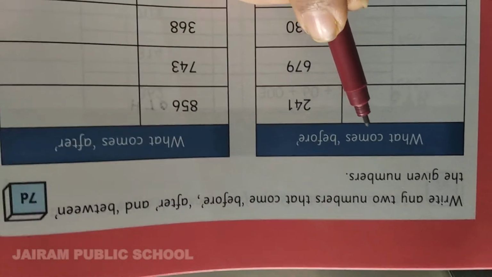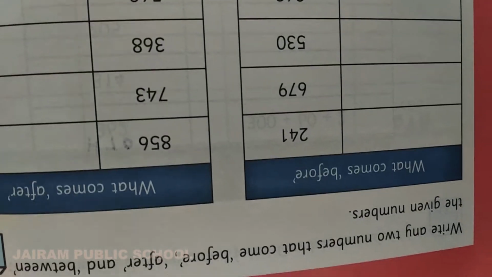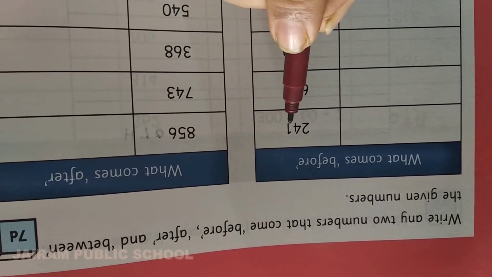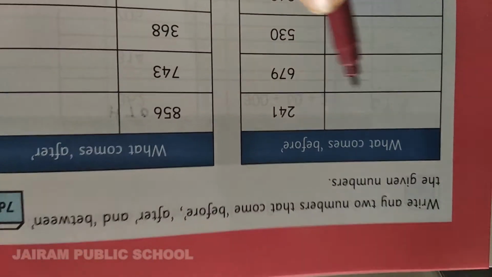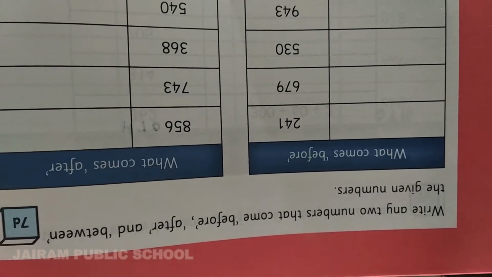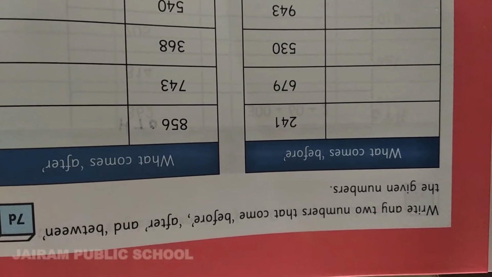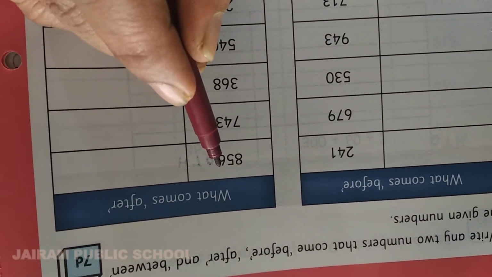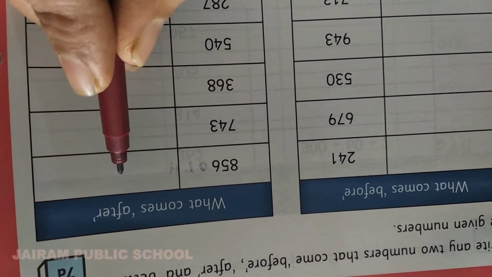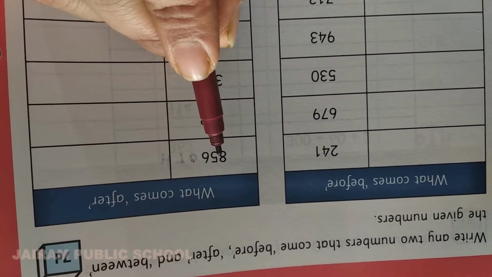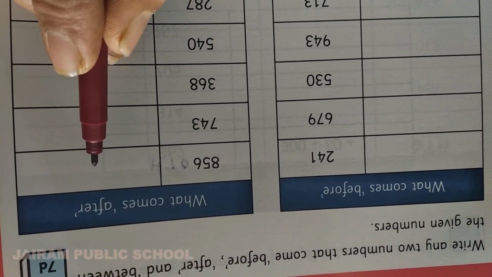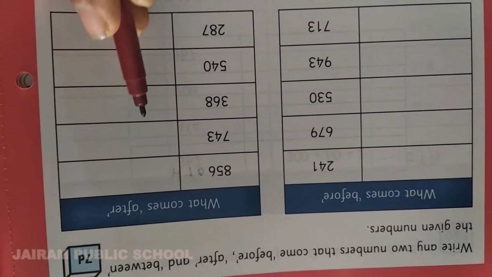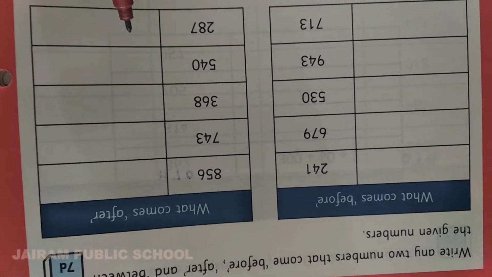So just now we have seen the pep activity. So you have to write the number which comes before. Before 241, what number will come? That you have to write it here. For these numbers, you want to write the number before. And for what comes after, for these numbers, which number will come after this number, that you want to write here. So you want to write the number after 856. What number will be coming? 857. Yes, very good, Kana. Like that you want to write the number which comes after this number.